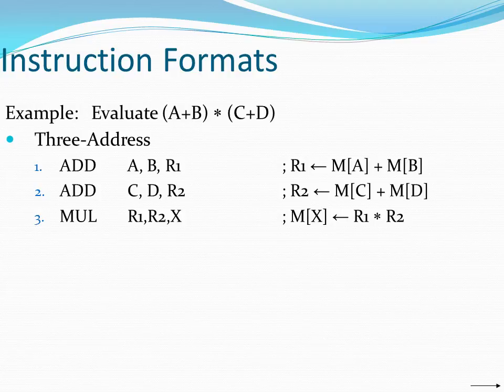And then mul. After the addition operations, we are going to perform multiplication between A plus B and C plus D. The contents of A plus B are present in R1 and the contents of C plus D are present in R2, so mul R1, R2 and X, where X is another variable that represents some location. Here the source operands are R1 and R2 and the destination operand is X, and the result of R1 and R2 is stored in the destination operand, that is X.